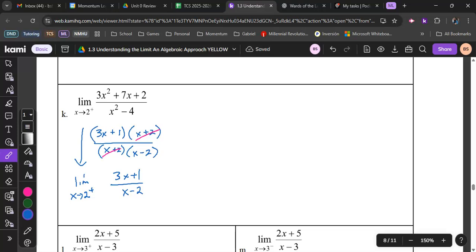When I do that, I'm still going to be approaching 0 here on the bottom. So we know that it's going to be going to infinity. I don't need to check the left side. I only need to check the right side here. And so we're going to say plug in 2.1. I'm going to get positive over positive, which of course means that my answer is going to be positive infinity.